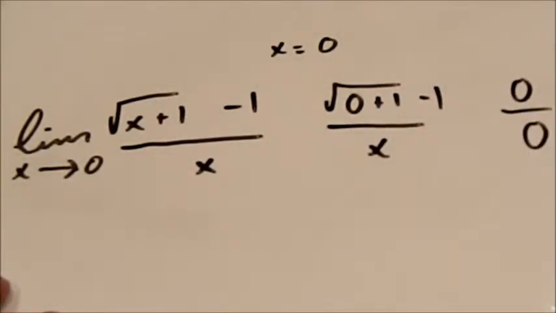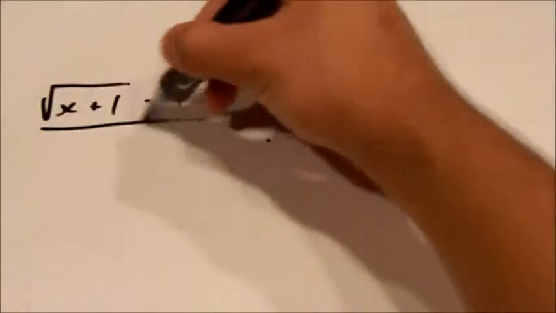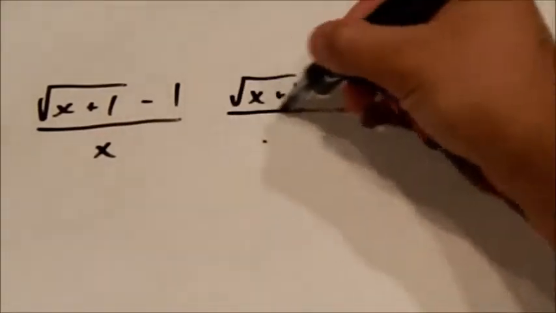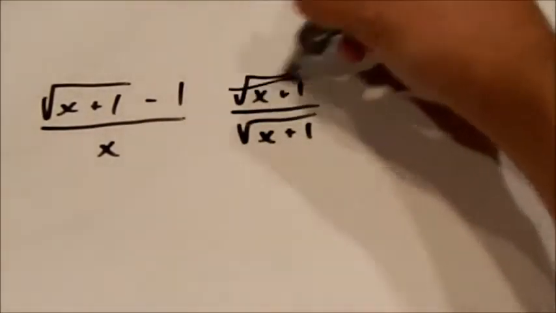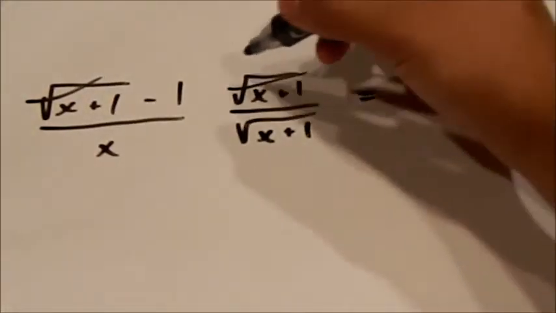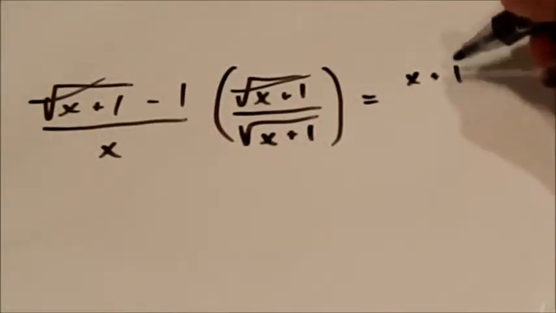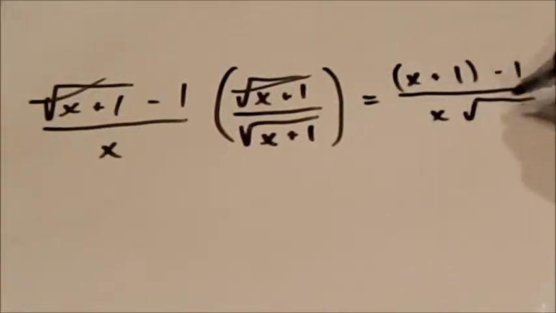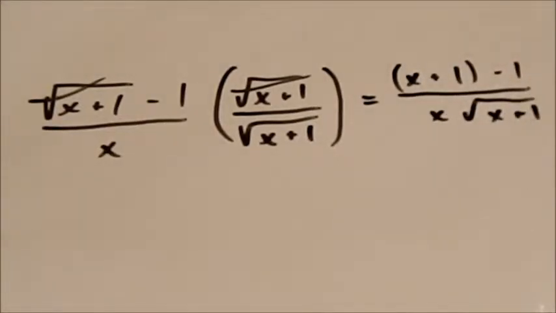We can't do that. So what we have to do is multiply the top and the bottom by the square root of x plus 1. And this is called rationalizing the numerator, because we're taking the square root in the original function and multiplying it by another square root. And the effect that that has is that it pretty much eliminates the square root, because you are basically squaring a square root. So, once we carry out that multiplication, we would come out to get x plus 1 minus 1 over x times the square root of x plus 1.